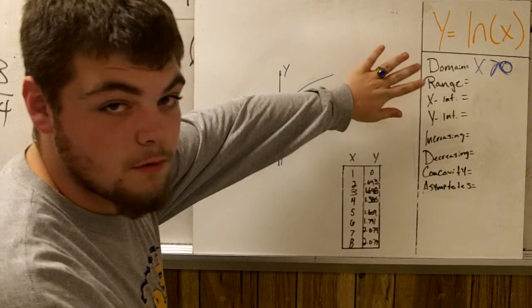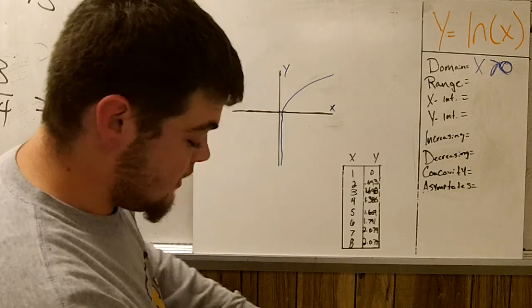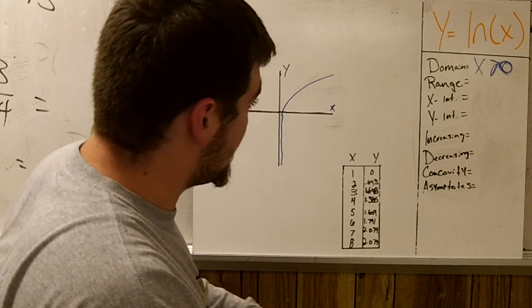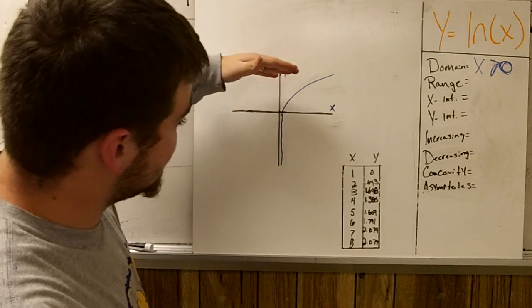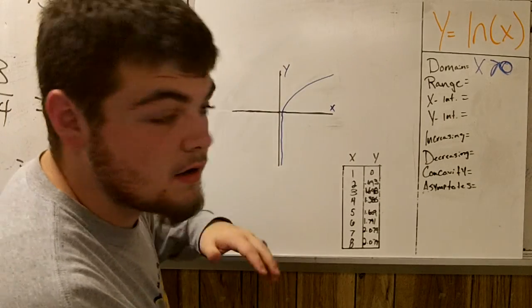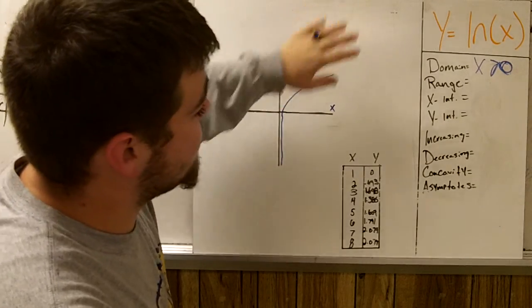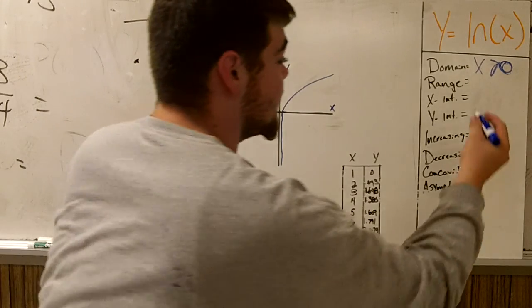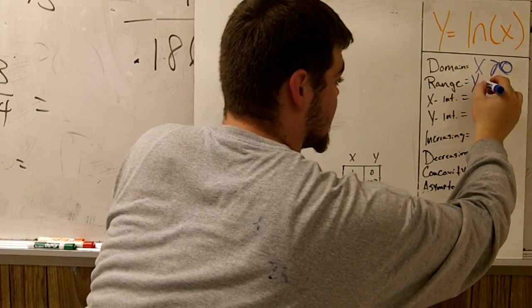As far as the range, which is all the y values, y can be any real number, because as you can see, it'll go on forever this way, and it'll go on forever that way. So you know it can be any real number.